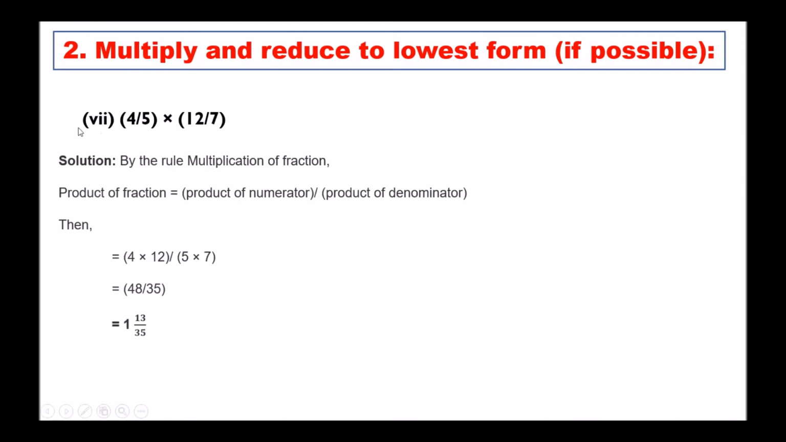Next is 4 by 5 into 12 by 7. Same way we will do with the rule of multiplication of fraction. So 4 into 12 divided by 5 into 7. So 4 into 12 is 48 and 5 into 7 is 35. We can convert this into mixed fraction, that is 1 and 13 upon 35.